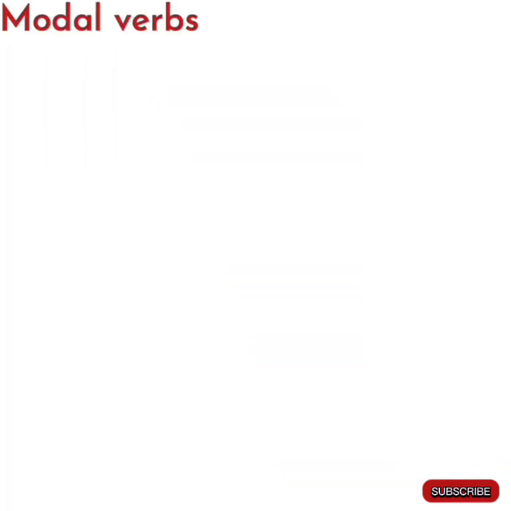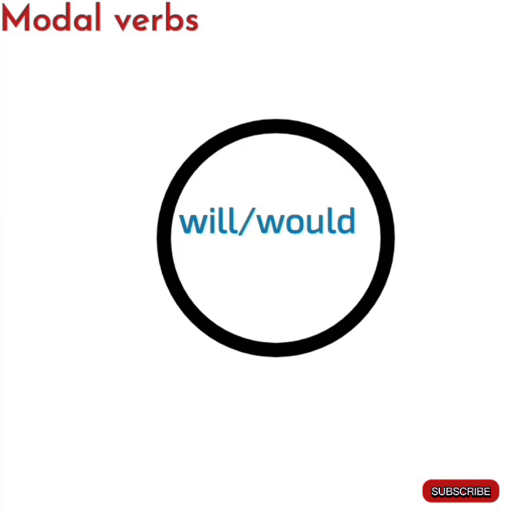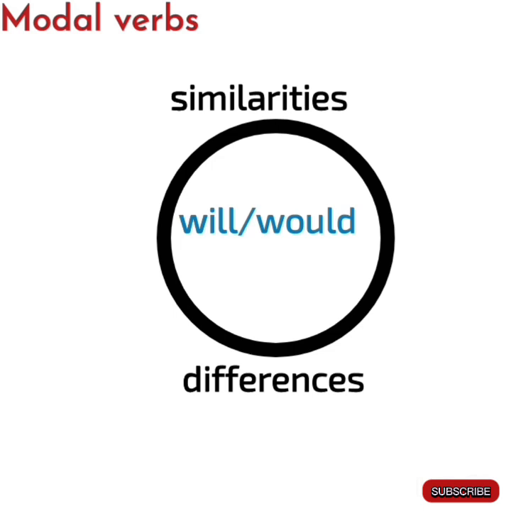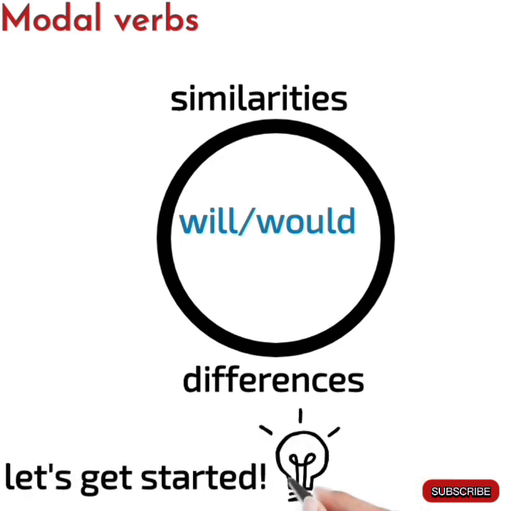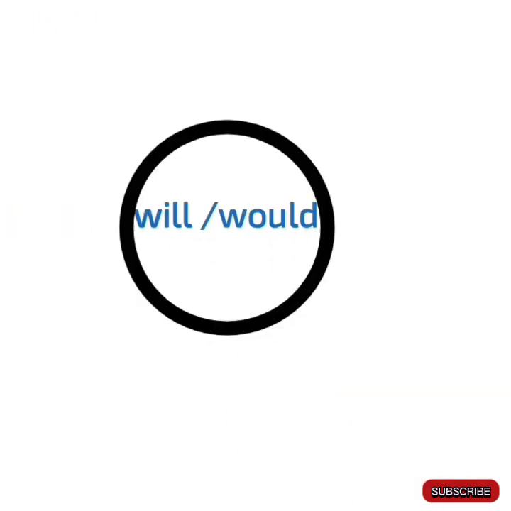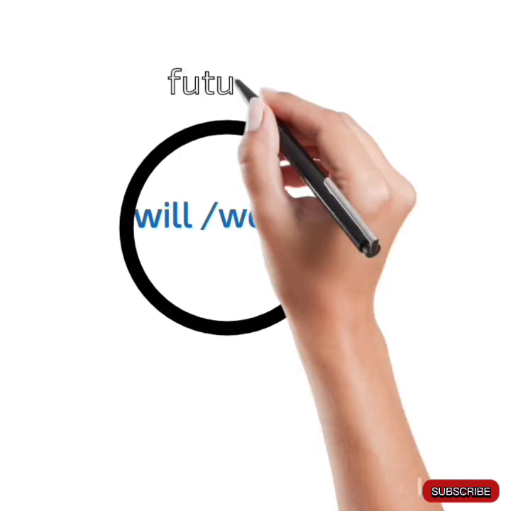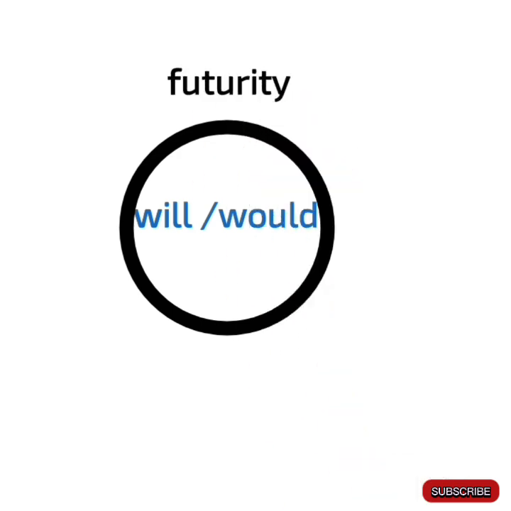Hi everyone. In this video, we are going to talk about the modal verbs will and would, their uses, differences, and similarities in detail with the help of some examples. So, let's get started. There are a total of five functions of these modal verbs, will and would. They can both act in these five functions. So, what are these five functions of the modal verbs will and would?